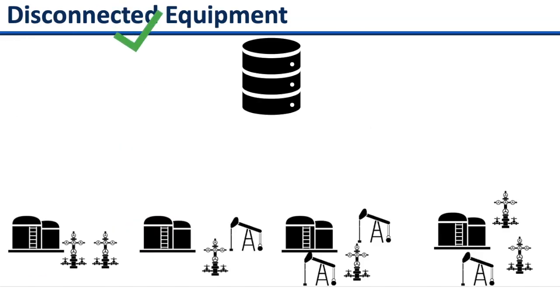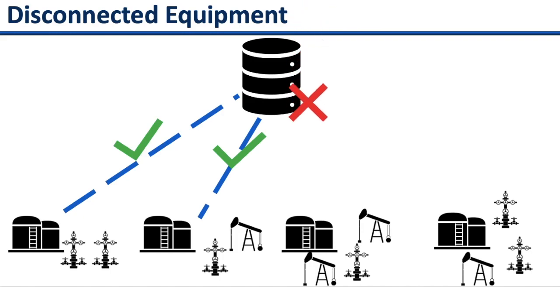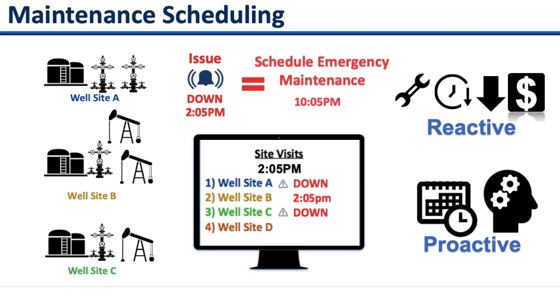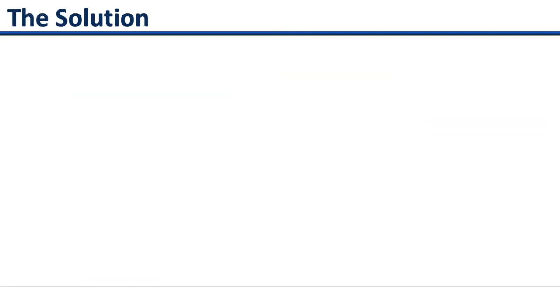Well sites have disconnected equipment, and field crews are needed to perform site visits and verify functionality manually. Maintenance is scheduled and performed reactively when an issue arises, instead of proactively. This kind of approach to equipment fault detection can lead to site shutdowns and unplanned downtime caused by equipment failure. The solution to these challenges?